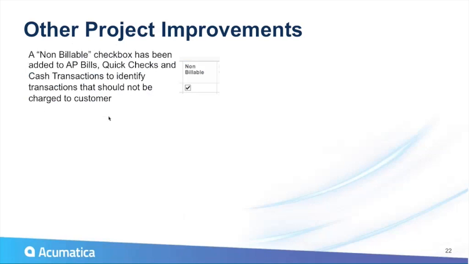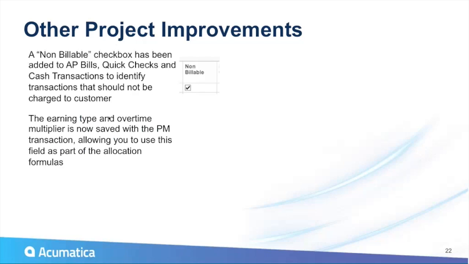Finally, I have a bunch of other improvements to let you know about in the project accounting module. So we added a non-billable checkbox to AP bills, quick checks, and cash transactions to allow you to identify transactions that should be accounted in the project but not charged to the end customer. Earning type and overtime multipliers that can be selected on activities and time cards is now saved with the project transaction, which allows you to use these fields as part of the formulas that you can create.